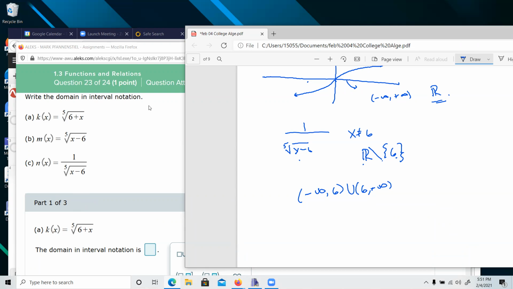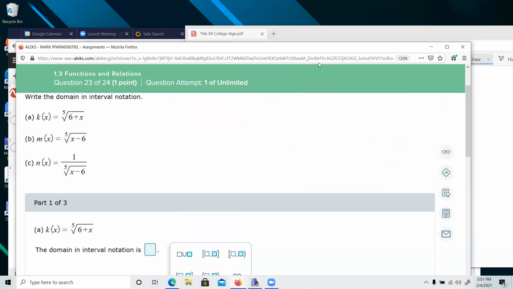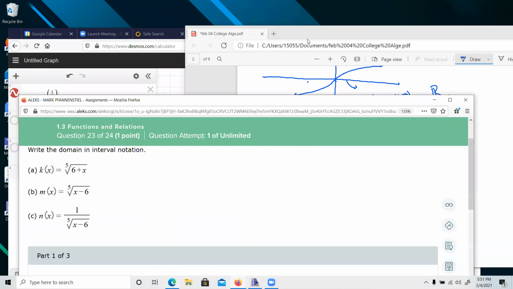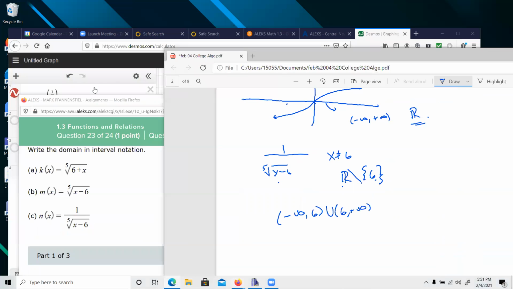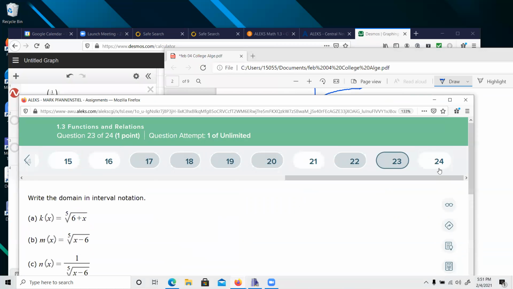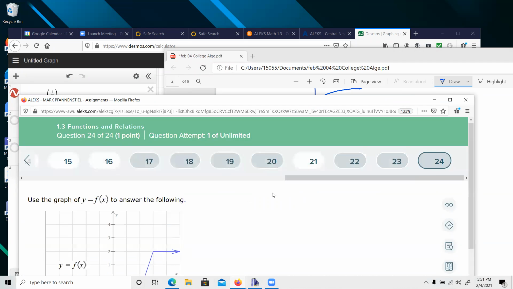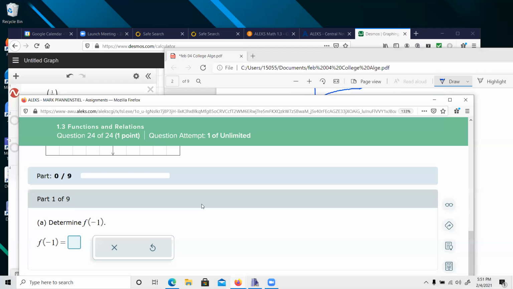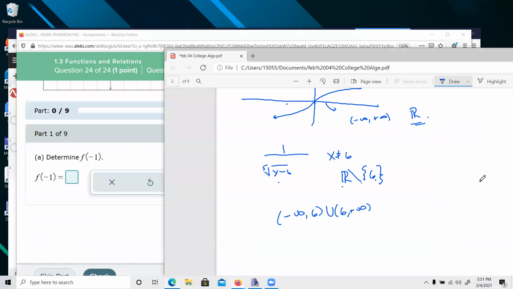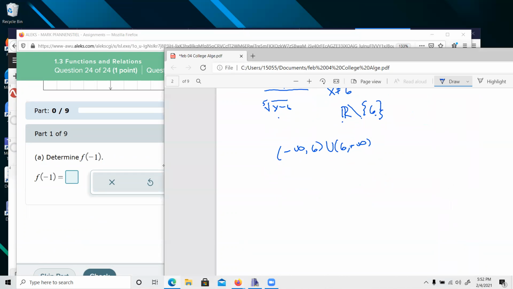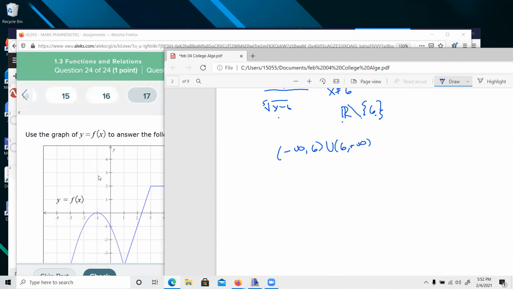All right, let's see. Oh, that's right. I wanted to go back up here. Okay, look at this one. Oh, nice graph. Oh, okay. So this is practice reading functions. So we're going to consult this graph all the time.